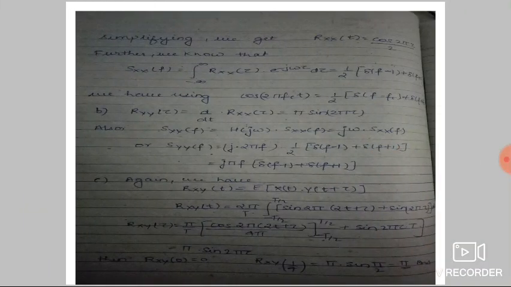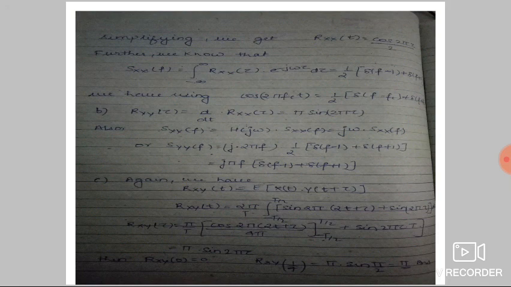So autocorrelation will be 1/2T [sin 2 pi (2t + tau) / 4 pi plus cos 2 pi tau t], which will be in the limit minus T/2 to T/2. Now simplifying, we get the autocorrelation function as cos 2 pi tau by 2.